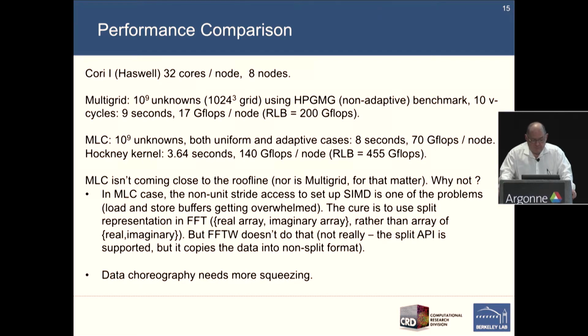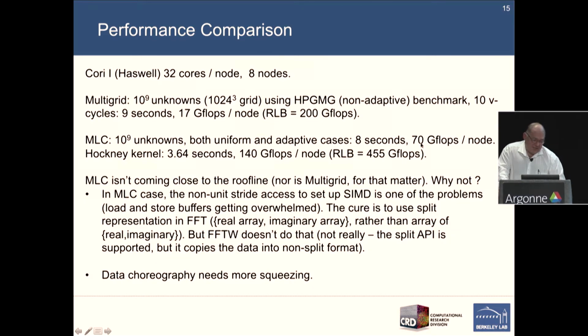So the roofline bound is 200 gigaflops. So that's not good. It is what it is. This is a very carefully designed and developed benchmark, but this is as good as it gets. And the reason why this is the case is still a little bit of a mystery to us. In the MLC case, we see a similar phenomenon, although everything's faster. Again, 10 to the 9th unknowns, both uniform and adaptive cases. 10 to the 9th unknowns is 8 seconds, so we're about at the crossover point with multigrid here.